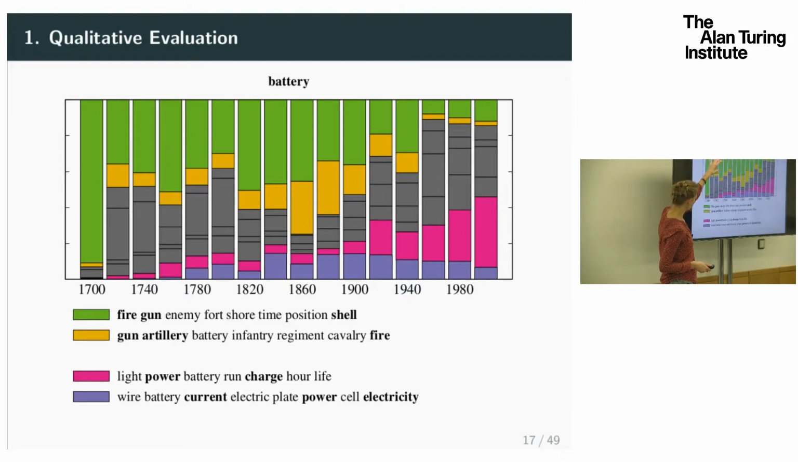So we can see that for the word battery, a military sense emerges with associated words like gun, enemy, artillery. This military sense, represented by the green and yellow bits, was very prevalent in earlier times, but decreases in prevalence towards our time. The pink and violet senses refer to the power or electricity meaning of the word battery, with associated words like light, power, current and charge. This sense becomes more and more prevalent towards nowadays, which confirms our intuition quite nicely.